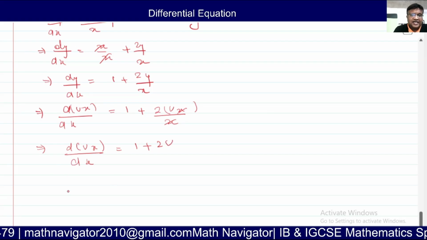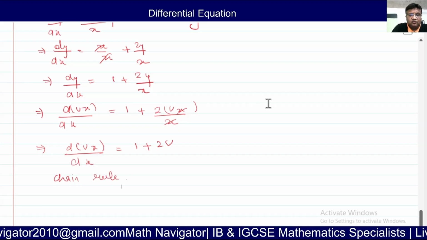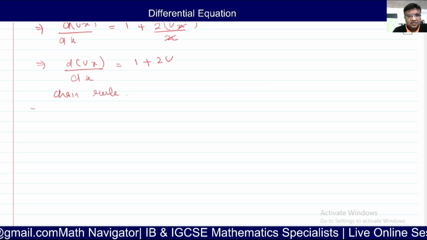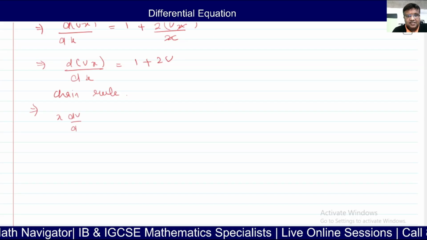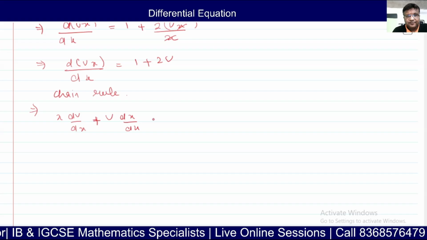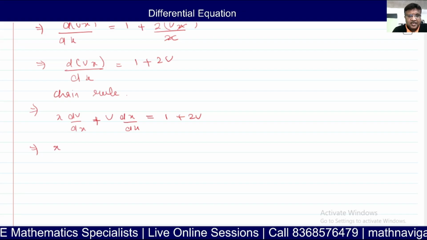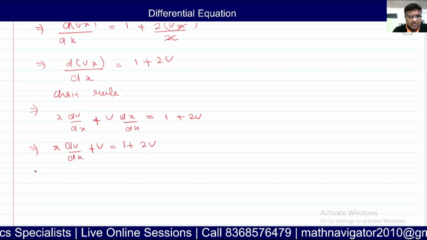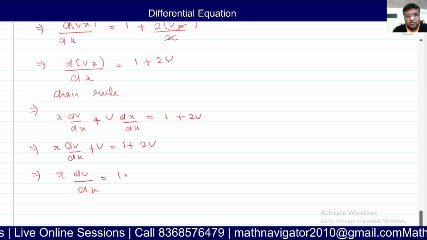Now here I can apply the chain rule. By applying the chain rule, it will give me x dv by dx plus v dx by dx equal to 1 plus 2v. So this will give me x dv by dx plus v is equal to 1 plus 2v. It will give me x dv by dx equal to 1 plus v.